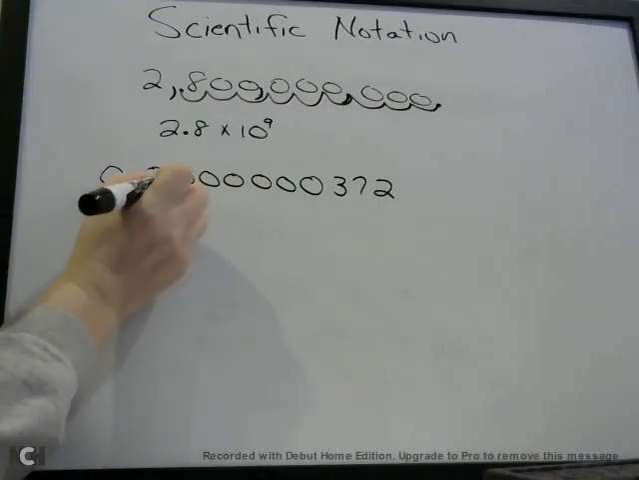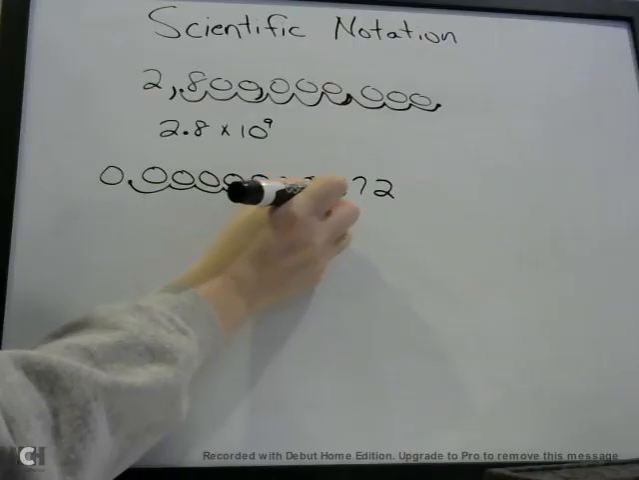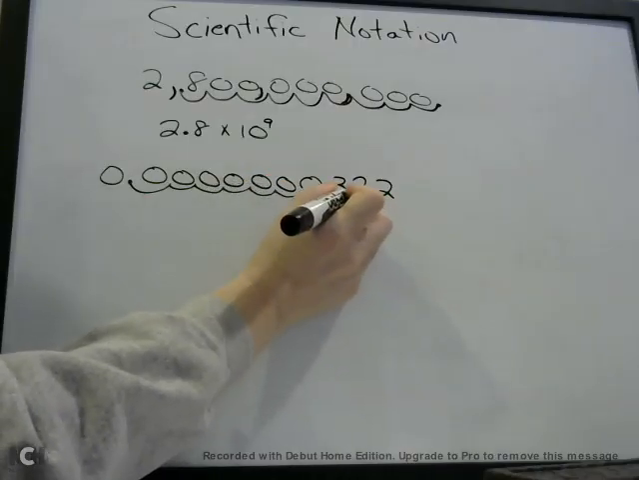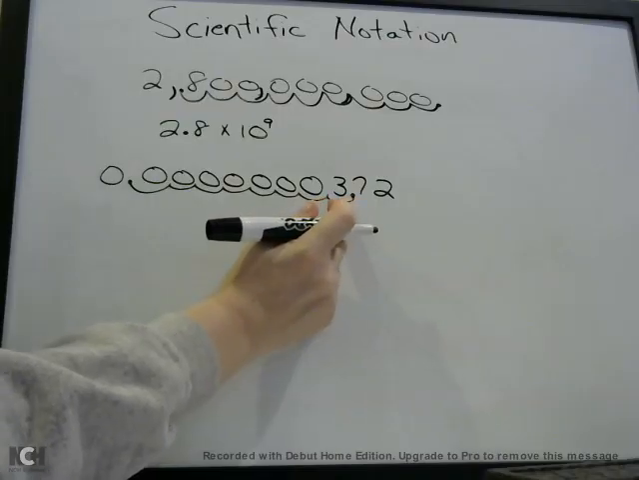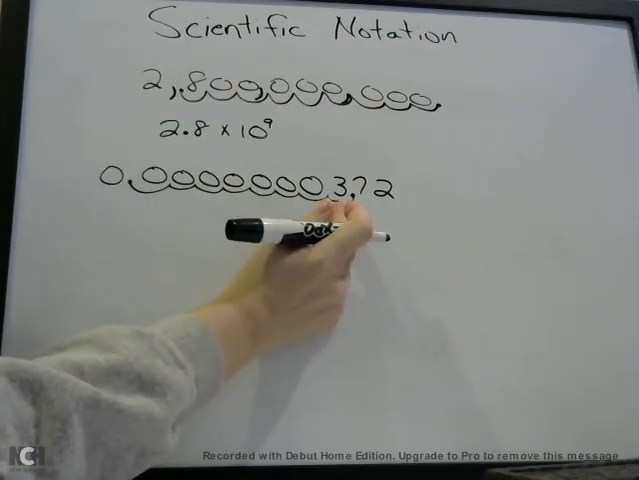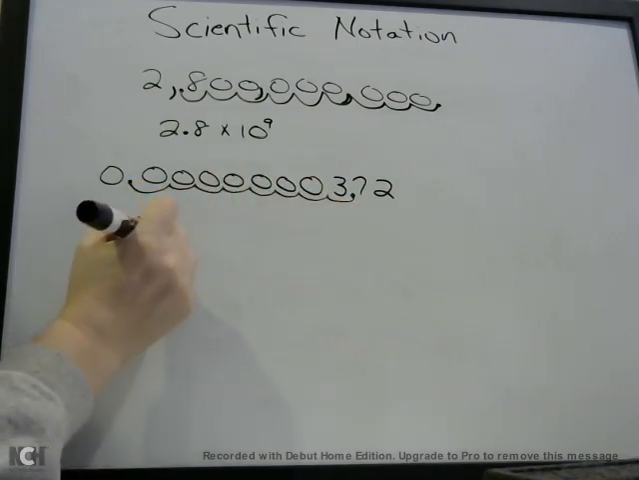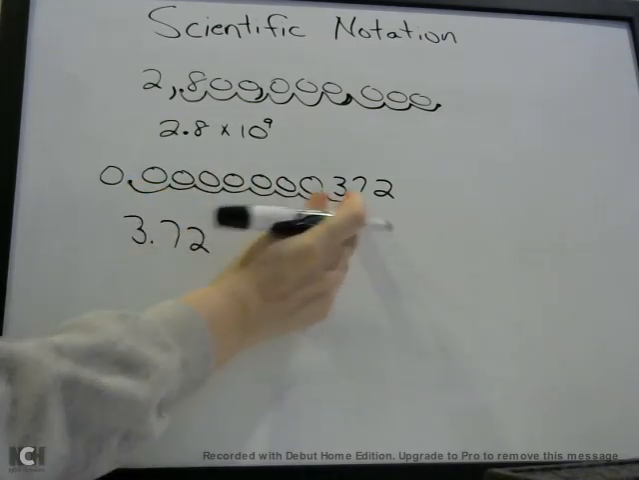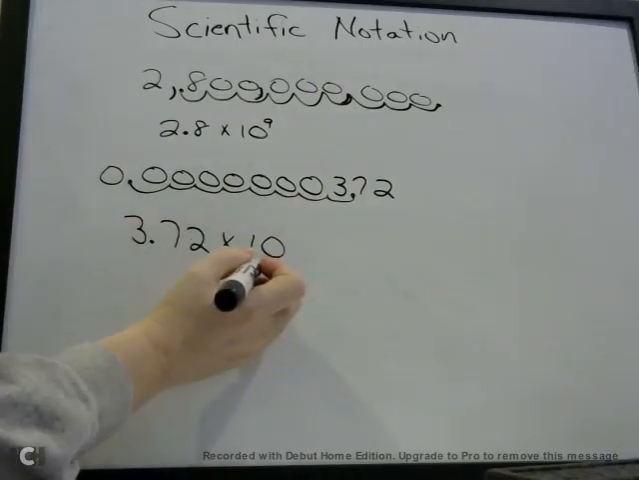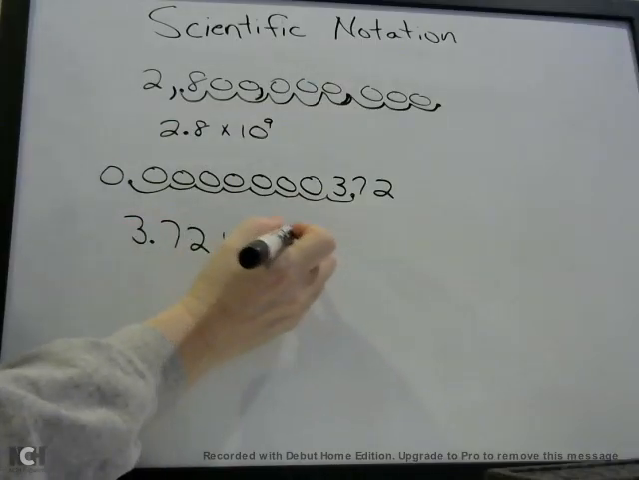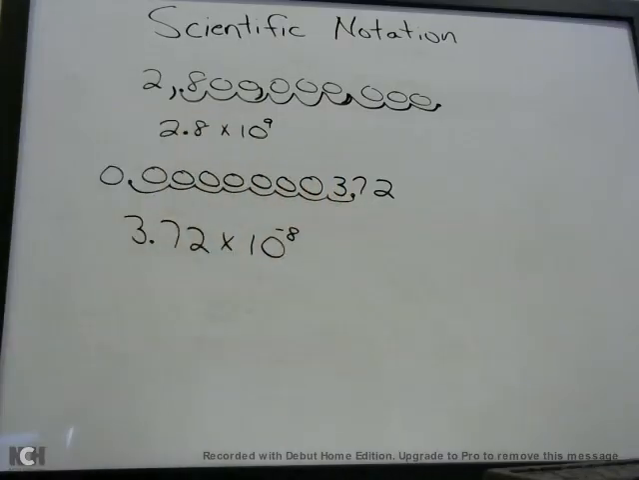So we're going to move it 1, 2, 3, 4, 5, 6, 7, 8. When we've moved it to the 8th position, we now have a digit other than 0 to the left of the decimal point. So we're going to stop. So 3.72, I'm just writing this down, times, and how many times did we move it? We moved it 8 times. But we moved it to the right, so this is a negative exponent.